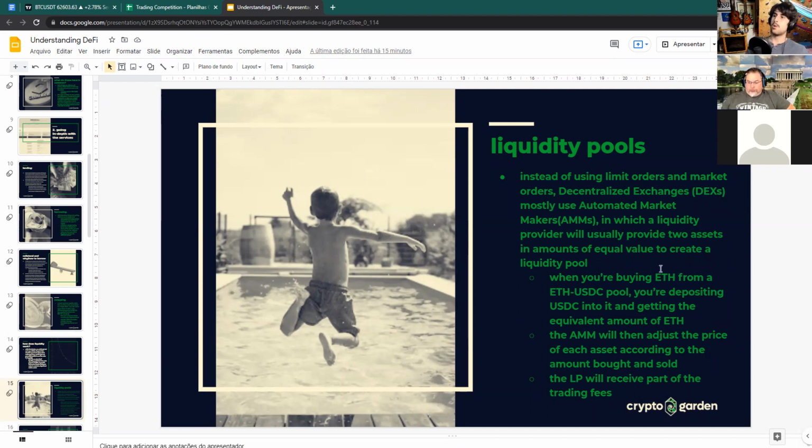So for example, when you're buying Ethereum from an Ethereum-USDC pool, you're depositing USDC into it and withdrawing the equivalent amount of Ethereum. So the automated market maker will then adjust the price of each asset according to the amount you bought and the amount you sold, because it has to keep that constant value. So if you take one Ethereum and Ethereum stays at the same price, then the value in the pool has decreased. Okay. And the liquidity provider receives part of the trading fees that you paid just to make that swap. And that's the passive income part of being a liquidity provider.